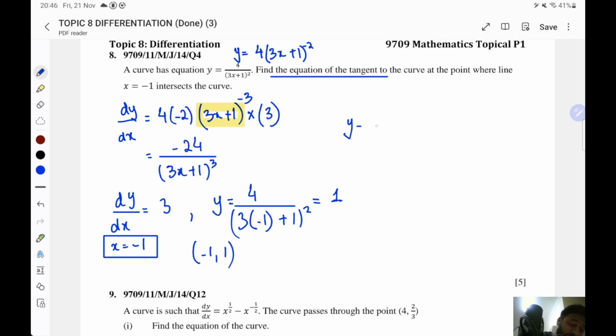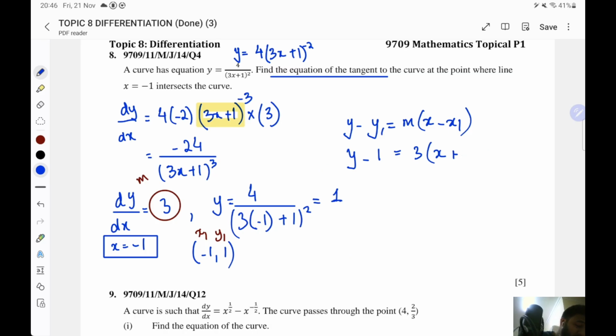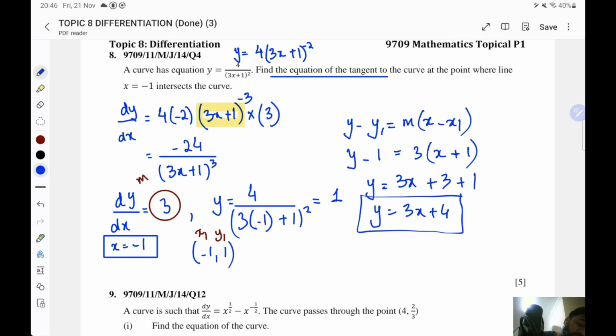The equation of a line is y minus y1 equals m into x minus x1. Remember, this is x1, this is y1, and this is the gradient, the value for m. Substitute them here. X minus -1 turns into x plus 1. So y equals 3x plus 3 plus 1, so y equals 3x plus 4. This is the equation of the tangent to the curve at x equals -1.